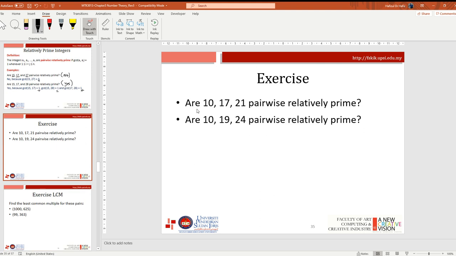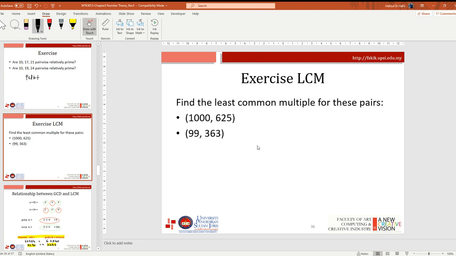Okay, this one please do in the Padlet for the exercise. And also for this one, this common multiple, you do the maximum.